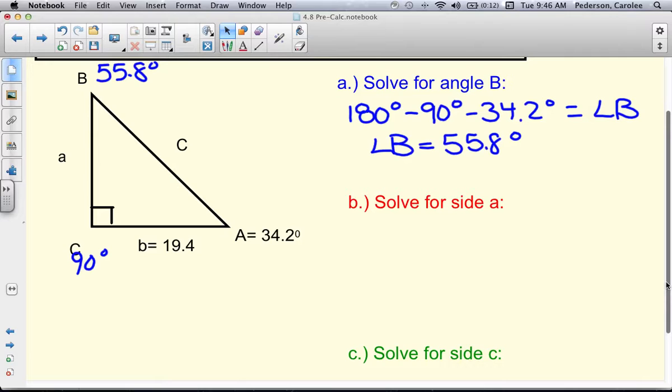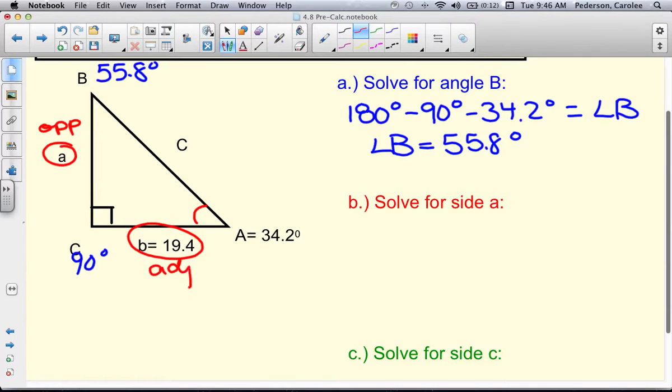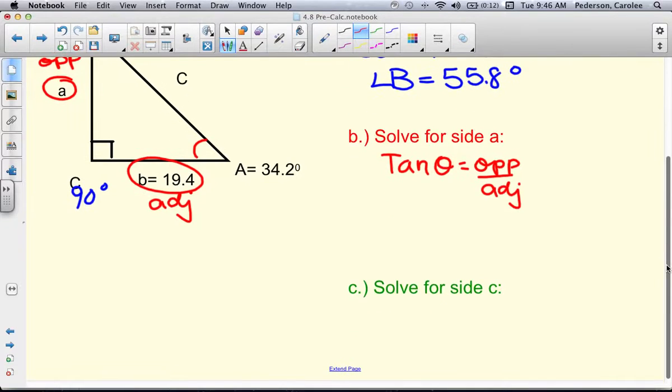So to find side A, we're going to work with this angle here and this other side. It's a good idea to label the pieces opposite and adjacent. Choose the tangent. The tangent of any angle is opposite over adjacent. So now we substitute in the pieces that we know. We know the angle measure and side adjacent. So the tangent of 34.2 degrees, this is our angle A, opposite is unknown, and adjacent's length is 19.4.